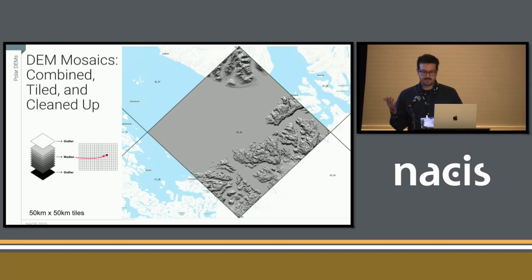And with a deep enough stack of these strips, we can combine them into a seamless mosaic covering the entire Arctic through our ArcticDEM product and the Antarctic through our Reference Elevation Model of Antarctica, REMA product. To do this, we use a median mosaicing approach where each pixel in the mosaic is derived from the median value of all the contributing strip DEMs over that area. This approach greatly reduces the outliers in the mosaic, minimizes the amount of manual quality control that goes into the process.